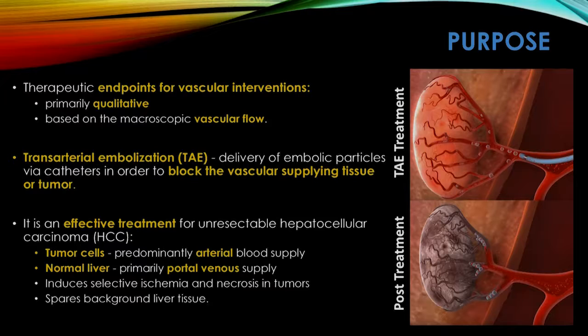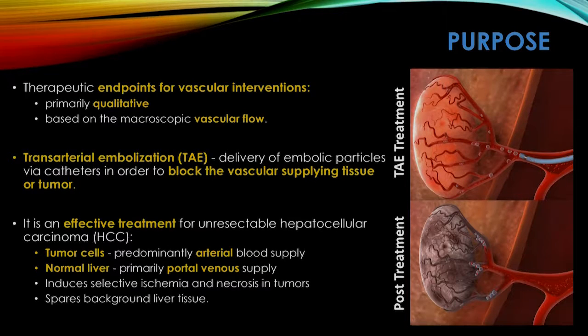So for therapeutic interventions such as TAE, the endpoints for these are really qualitative and they rely a lot on the macroscopic flow. And so one intervention is a transarterial embolization, which is shown here. And what we do for that is we navigate a catheter through the arterial system, so to a desired location. In this case, we're looking at the liver. So it would be like the left or right hepatic artery. And then we would deliver these embolic agents and block off the blood supply.